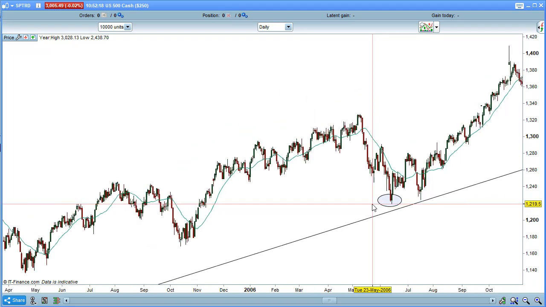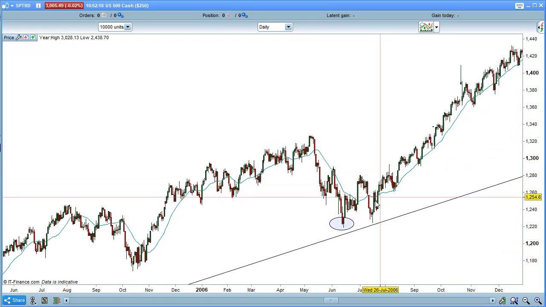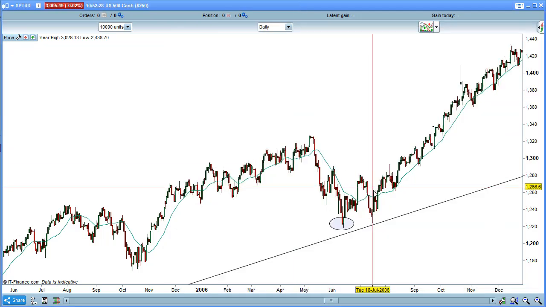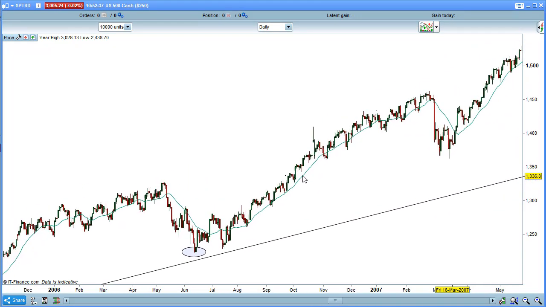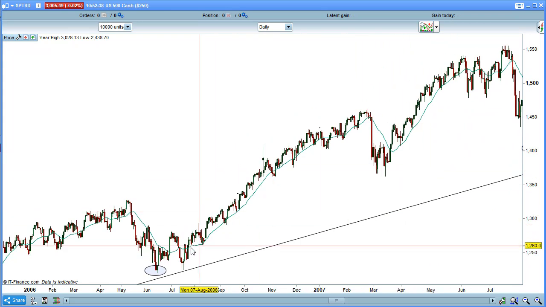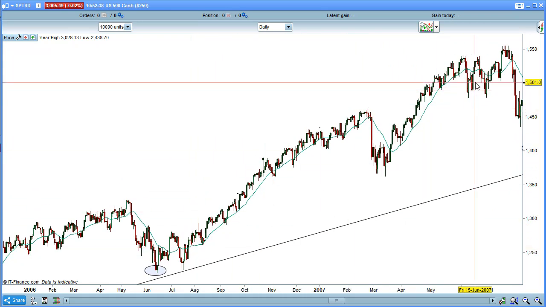So what ended up happening after that? We actually went through a big boom. Now remember, what did it say here? That was the high at 5.25, and it stayed there for over a year. Basically, from June through to June, look at that there, we went through a big bull run.